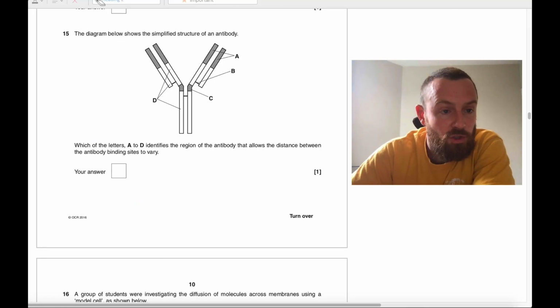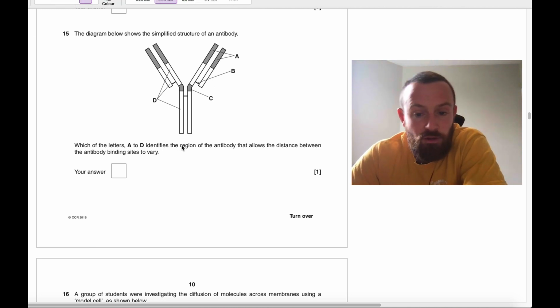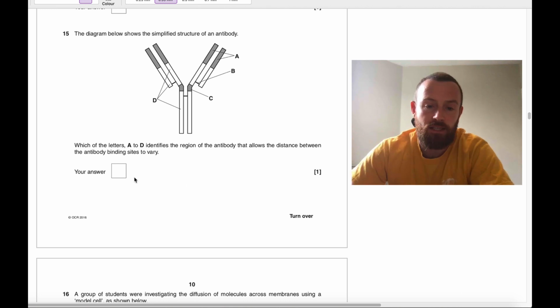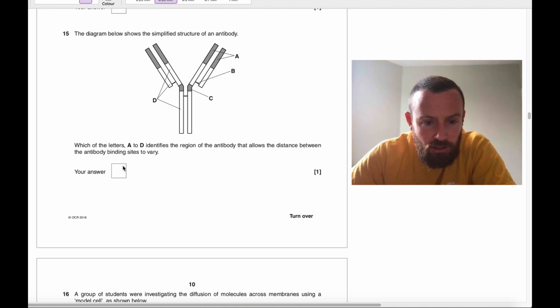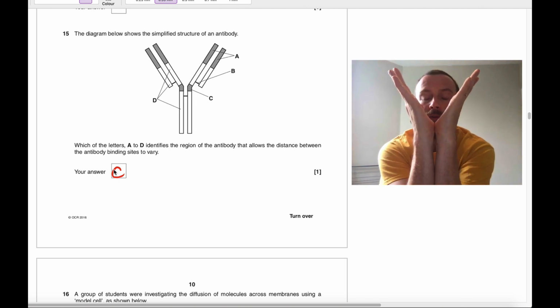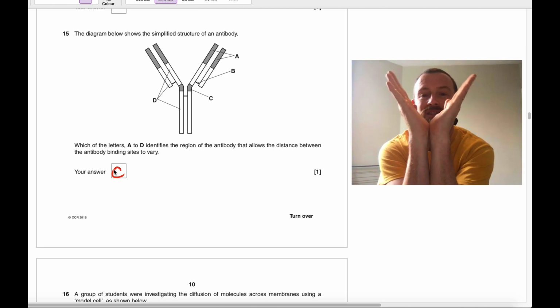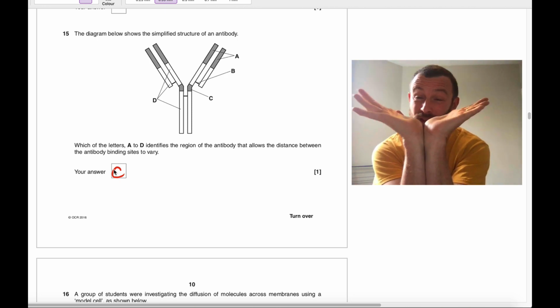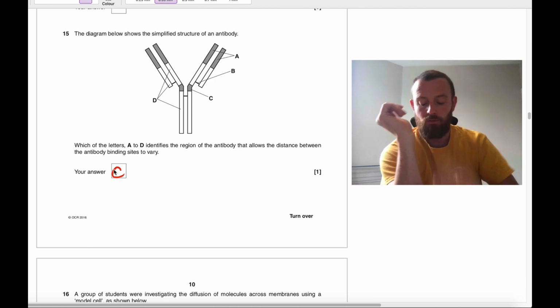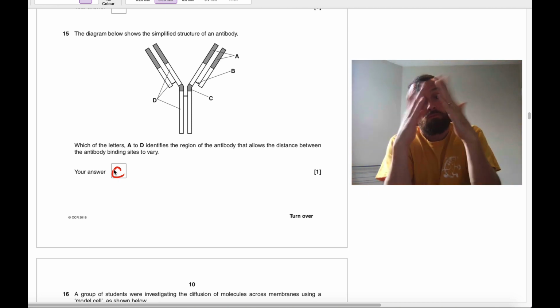Okay, question 15. Here's an antibody. Which region allows the distance between the antibody binding sites to vary? Well, we're talking about the hinge region here. So in actual fact, that's going to be C. Because if this is an antibody, we can bind over here at my fingertips, and we can bind over here at my fingertips, but those binding sites can get quite close, or they can flex quite widely because of that hinge, which allows them to accommodate pathogens where the antigens are spaced differently.